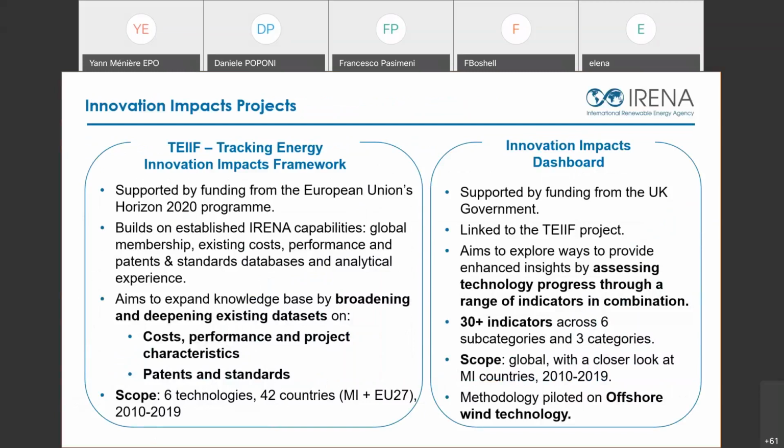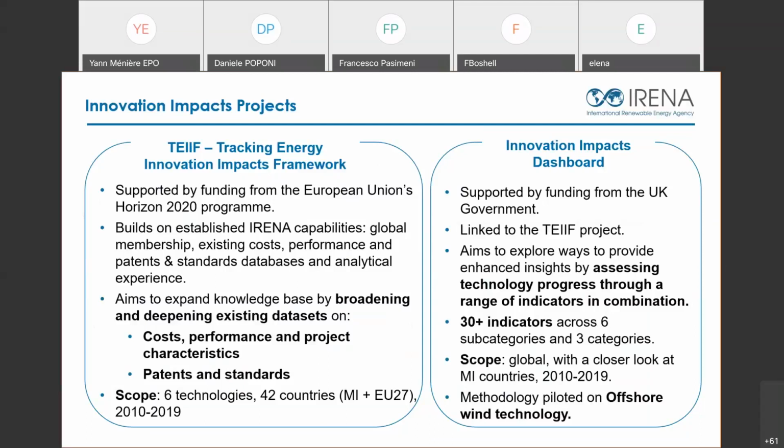Now, to continue to expand the understanding on how to use this data, we are conducting two complementary projects funded by the UK, the one that you see on the right side of the screen, looking into all different indicators that may support Mission Innovation countries and beyond to monitor the progress of innovation in renewables. And the other project, funded by the European Commission, on the left side, is a deep dive into three indicators, mainly cost data, but complemented also by patent data and international standards data.